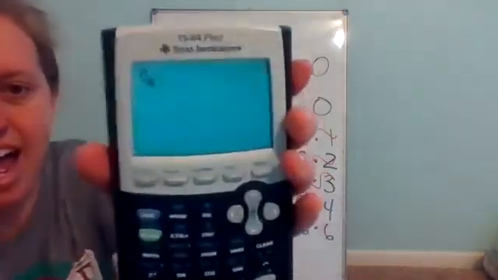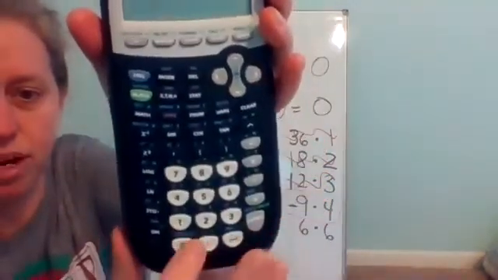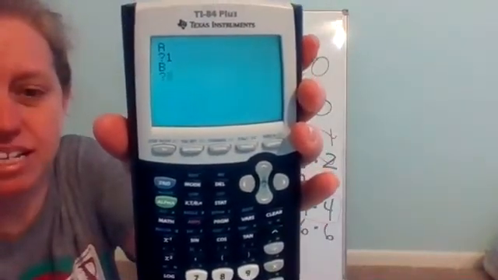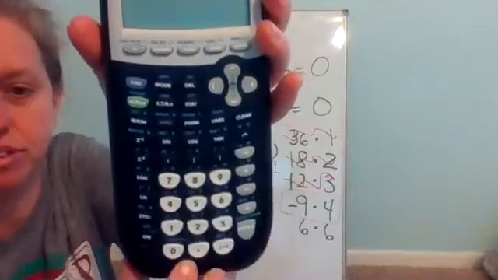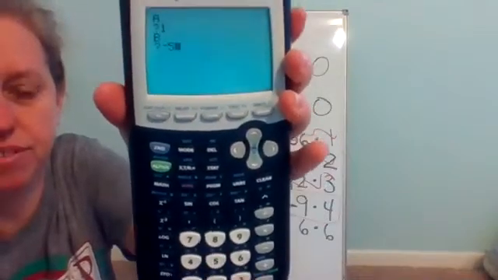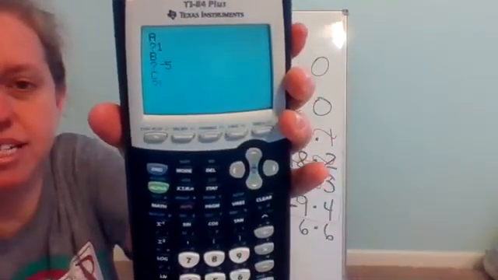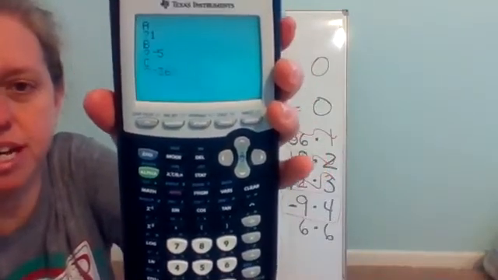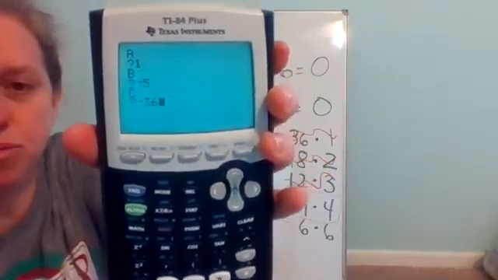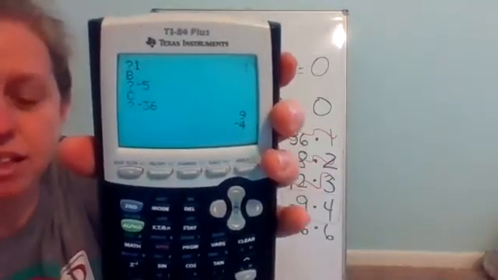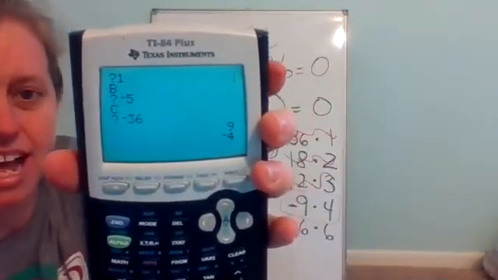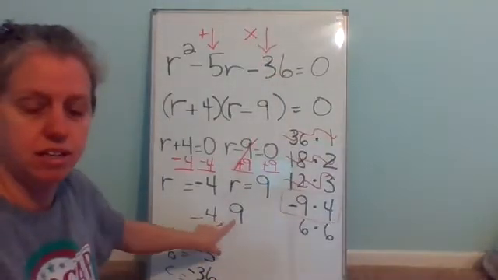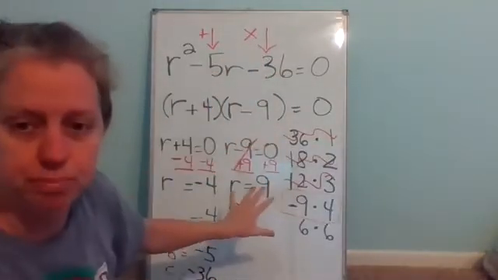Again, it's going to ask me what my A is, so I'll just tell it 1 and hit enter. Then it's going to ask me what my B is, which was -5, so I'll type in -5 and hit enter. And then it's going to ask me what my C is, which is -36. Now watch what happens when I hit enter. It tells me the two solutions, 9 and -4, which is what I got when I worked out the whole problem.